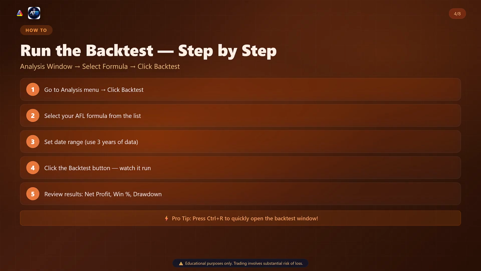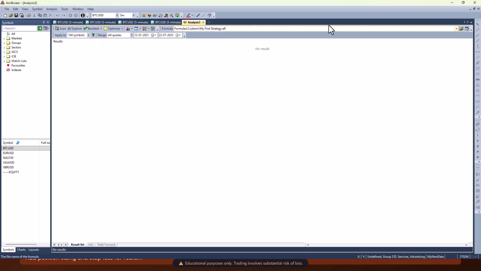Now let's run the backtest. Go to the analysis window in Amibroker. You can press Ctrl plus R or click on the Windows analysis. Click on analysis from the menu. Then select your formula file.